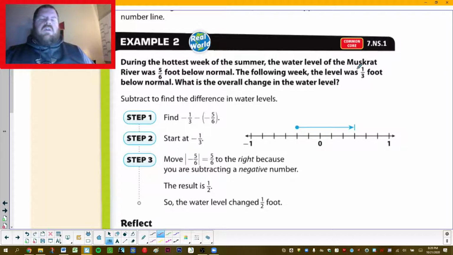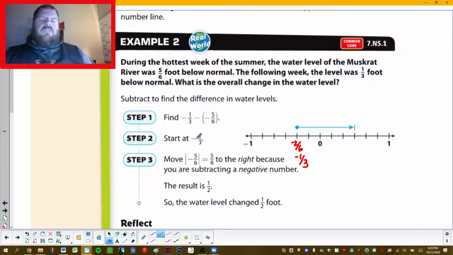Our ending value minus our starting value. Okay, so -1/3 for 1/3 foot below, and then minus -5/6, for 5/6 of a foot below. So we start at -1/3. Yeah, so they split this into 1, 2, 3, 4, 5, 6. So that's actually -2/6, which is the same as -1/3.